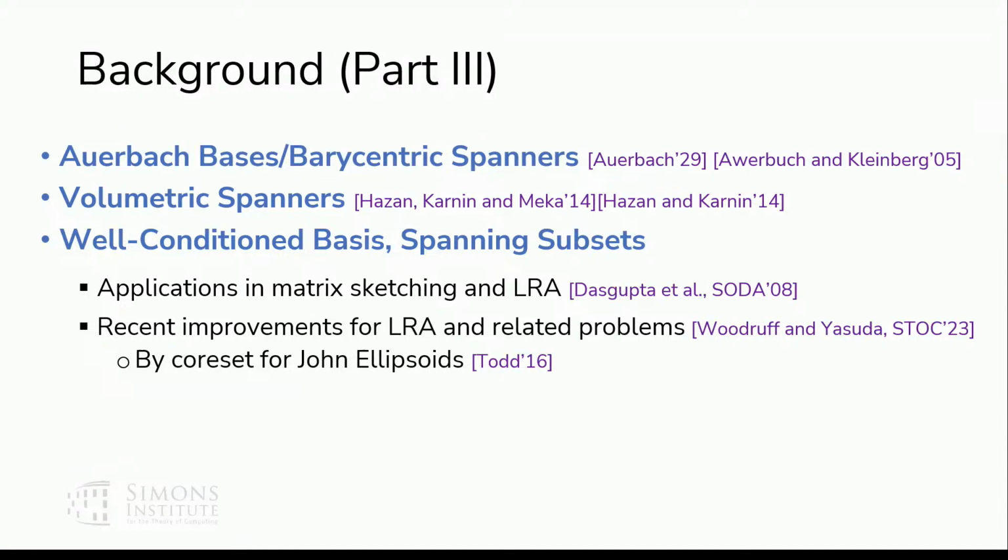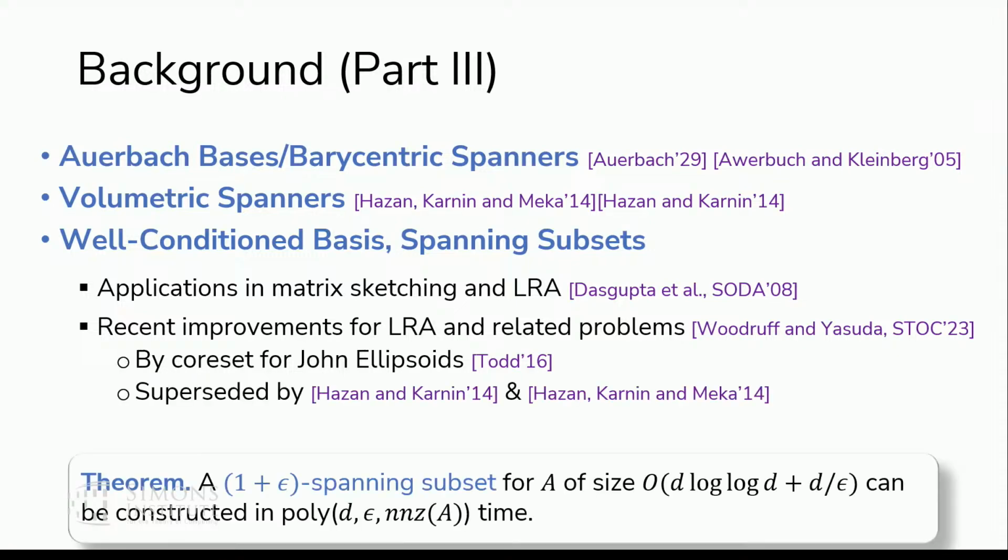And they actually somewhat use it as a black box, in a sense, and they got it from the coreset result for John ellipsoid, from this result by Todd. In some sense, Hazan et al. got a better result, in the sense that the size was order d. In their construction, they could get a spanning subset of size d log d, but in a better runtime. But there are many applications where the size is important, so maybe it's better to replace it with this order d size.